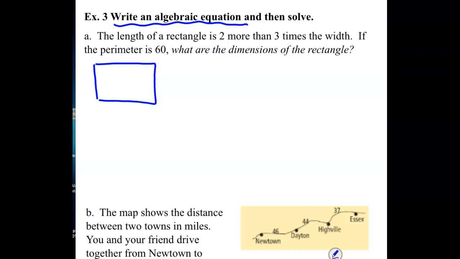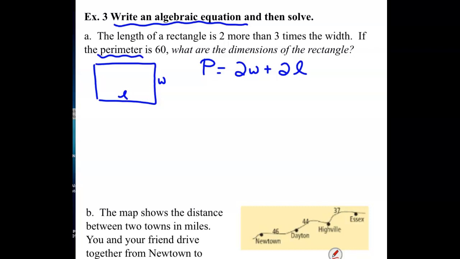So a few things that we need to remember. Perimeter means we're adding all the sides. So if I refer to this as width and length, I need 2 widths and I need 2 lengths to get all the way around the rectangle. Now, we don't want 2 different variables. That makes it too complicated.